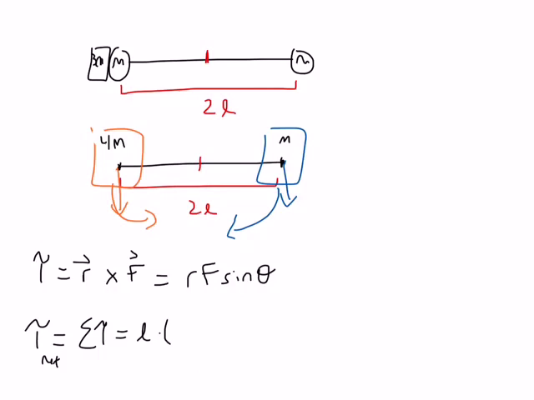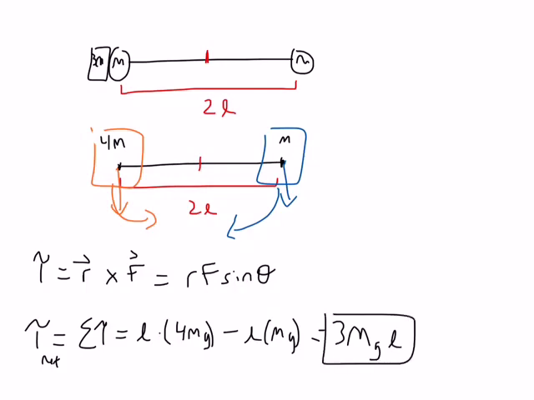So the force is 4mg, and sine theta is 1 because theta is 90 degrees. Then the negative torque from the other, also a distance L, and a force of mg. So the net torque is just 3mgL. And it's positive because the thing is going to rotate in the counterclockwise direction, because the bug side is a little bit heavier. Okay.